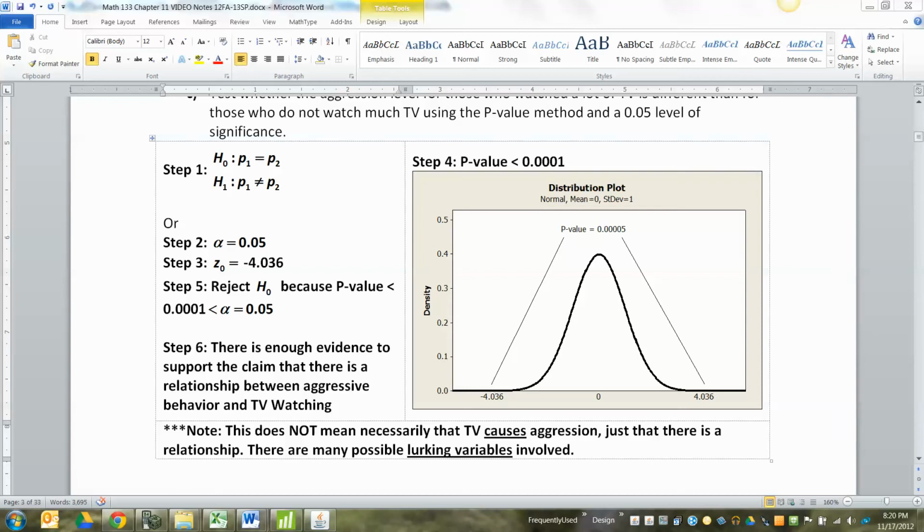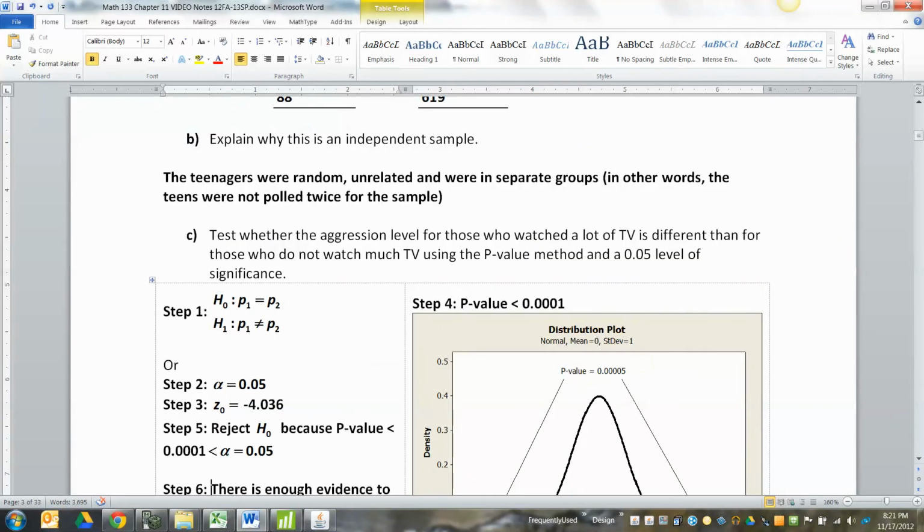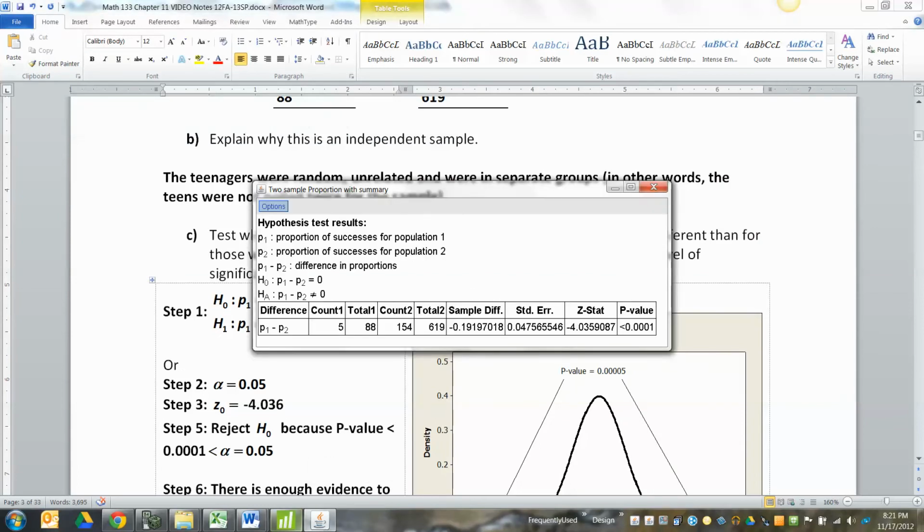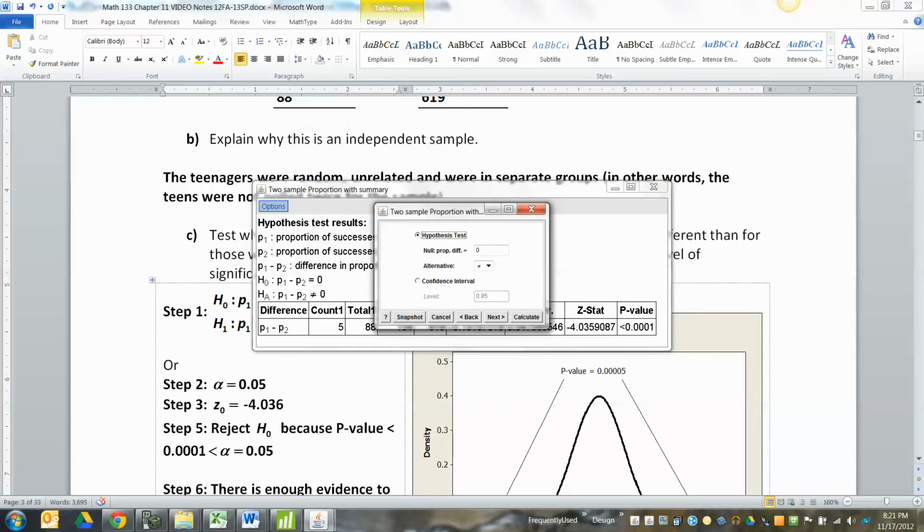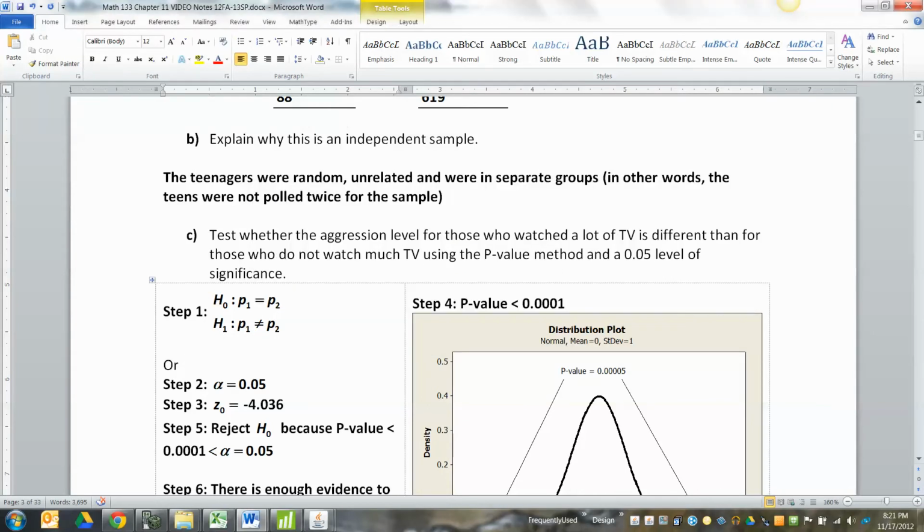I want to clarify something before I move on to the next problem, which is what I did there when I used StatCrunch. It was a little tricky of me, so let me go back to it for a second. When we had to choose about the hypothesis test, we have to make a choice about what the null proportion difference is. For our course, it's going to be 0, but I want you to understand why that is. I just kind of blew past it in the last one.